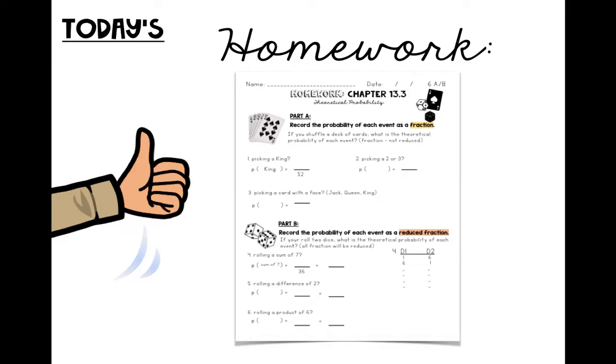Okay, so that is today's lesson. It was a little trickier, but we are at the end of grade 6. So we're just pushing ourselves to do a little bit more challenging work. So you have 3 questions for the deck of cards. Again, your denominator is 52. And then you have 3 questions for rolling 2 dice. Your denominator will be 36, and you have to reduce part B.